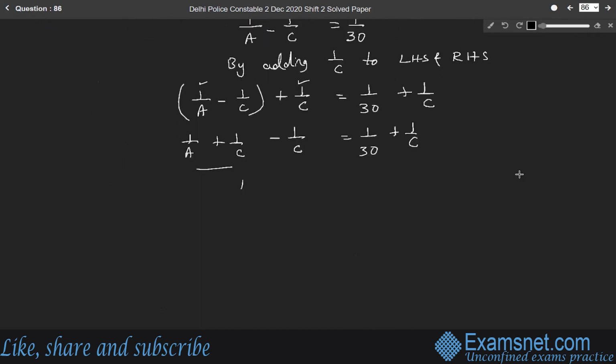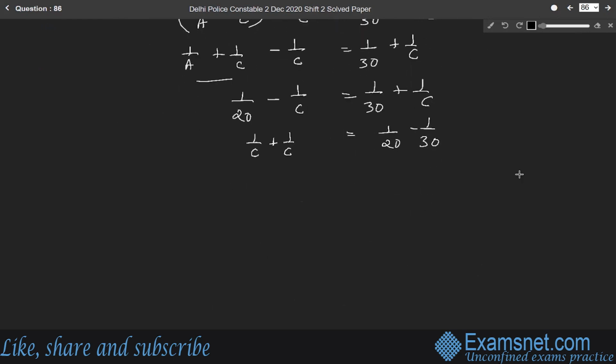So let us write it as 1 by 20 is equal to 1 by 30 plus 1 by C minus 1 by C plus 1 by C. Let us combine 1 by C and 1 by C. So 2 by C is equal to 1 by 20 minus 1 by 30. 60 is the LCM here, so 3 minus 2. Therefore, 1 by C becomes 1 by 2 into 60. Therefore, 1 by C is 1 by 120.